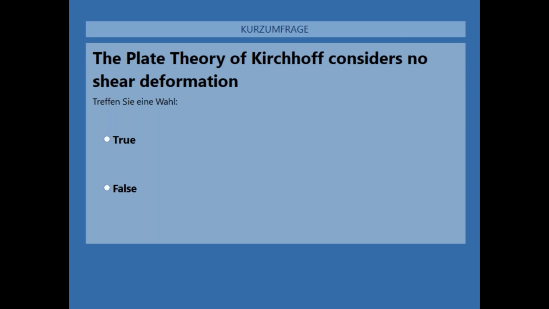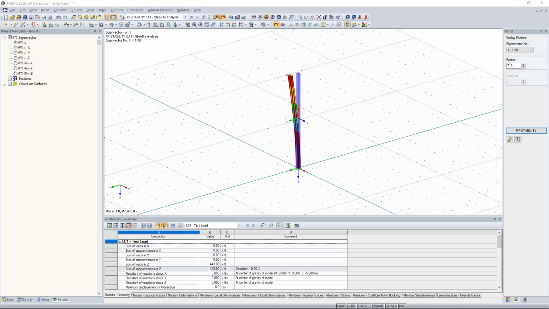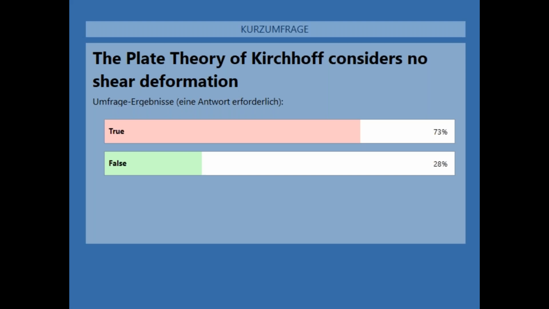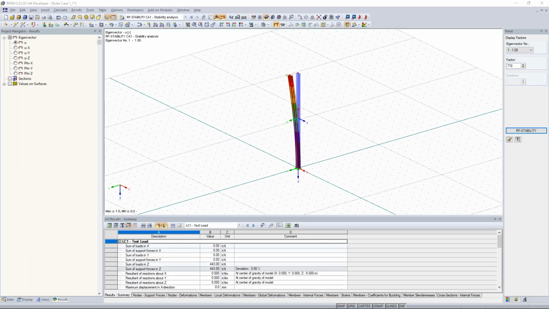Okay, good. Let's see this result. So, of course, the plate theory of Kirchhoff does not consider shear deformation. The plate theory of Reissner-Mindlin does. And another question is that one.